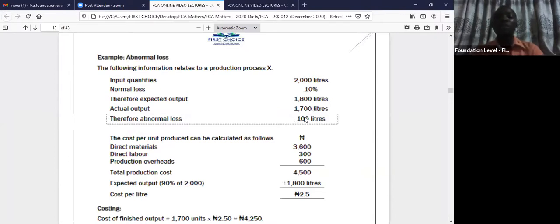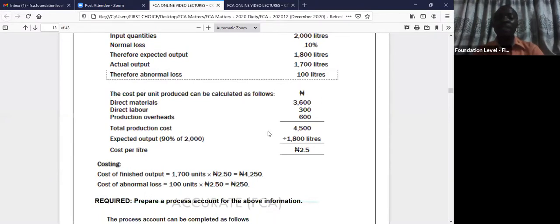It means this 100 liters has shortened our output from 1,800 to 1,700. We are going to value this 100 the way we value the 1,700, because we are supposed to value 1,800 at the cost of good production. So whatever happens to this 1,700, the same will go to this 100. So 450 is our cost of production. Now can you see 1,800 being divided? This is the expected output, or you can say actual plus abnormal loss is this 1,800. So you have 2.5. It means this 2.5 is used to value the normal output and the abnormal loss. That 2.5 never affects normal loss. It's your abnormal loss and your good output.